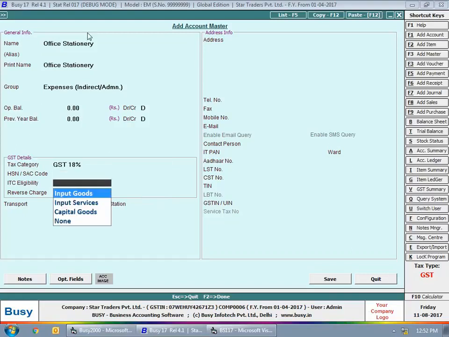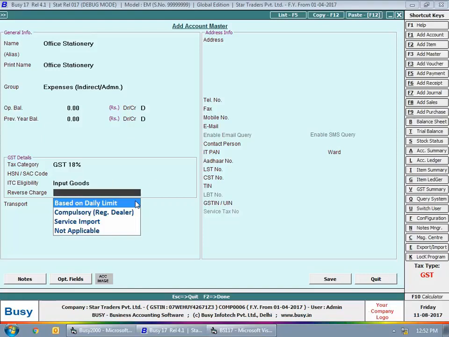Next is ITC eligibility, that is whether expenses made under this account head will be liable for ITC, that is, we can claim ITC on these expenses. So here there are four options. First is input goods, that is ITC can be claimed under input goods. Input services, ITC can be claimed under the head input services, or these expenses are for capital goods, or none, that is you cannot claim ITC on these accounts.